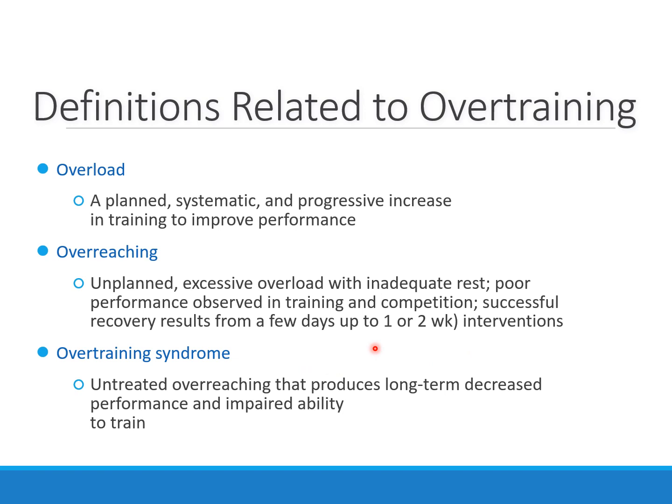But typically what you'll see with people who overreach is they've done a significant amount of training and then they're just so sore from the exercise or from the activity that they basically can't function properly. So you see this decrease in activity, decrease in performance, but usually that's mitigated by some rest, eating some good food, recovering, and hydrating as well. And then overtraining syndrome is untreated overreaching that produces long-term decreased performance and impaired ability to train.